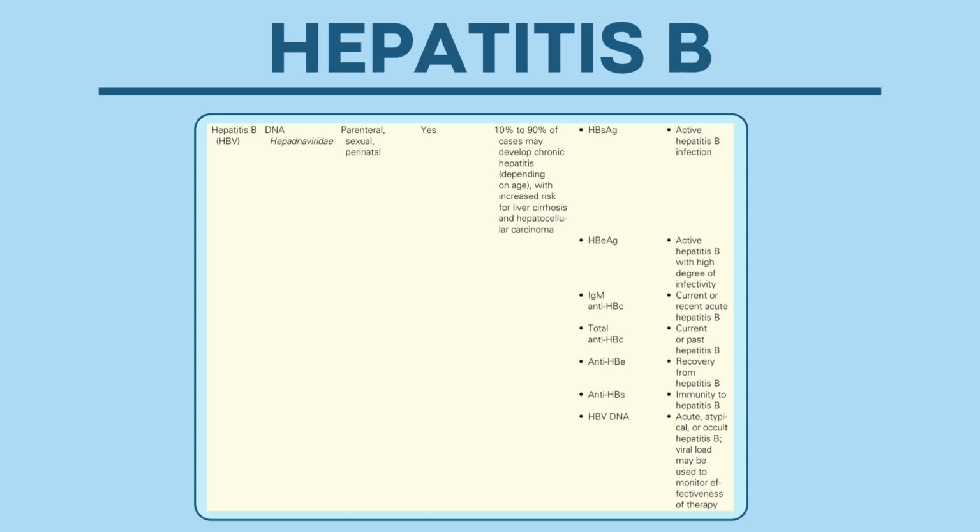It has clinical significance as well, such as active hepatitis B infection, active hepatitis B with high degree of infectivity, current or recurrent acute hepatitis B, current or past hepatitis B, recovery from hepatitis B, immunity to hepatitis B, and lastly, acute, atypical, or occult hepatitis B. Viral load may be used to monitor the effectiveness of therapy.